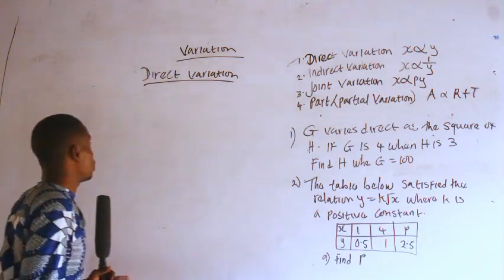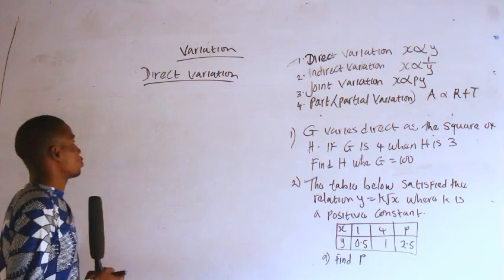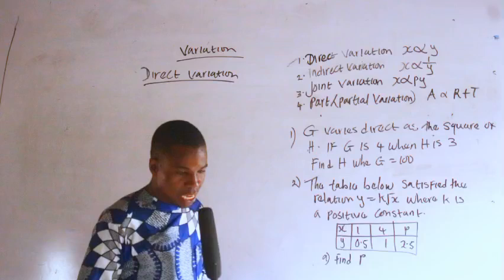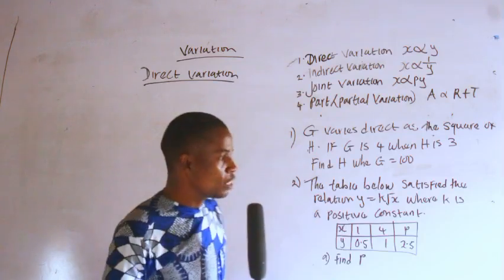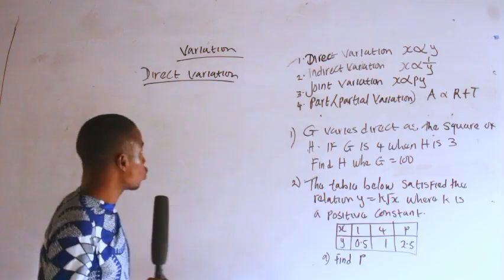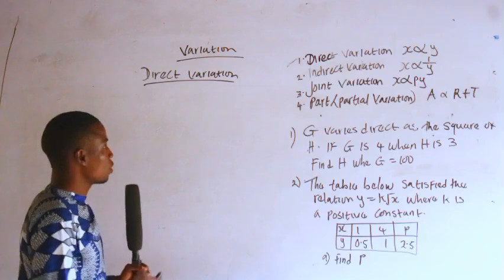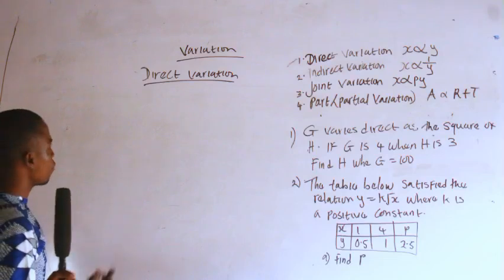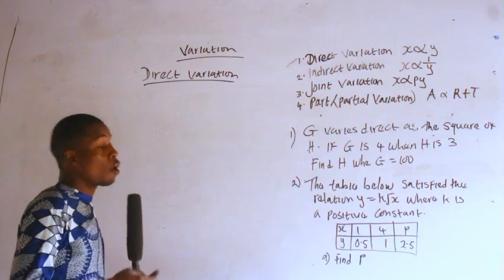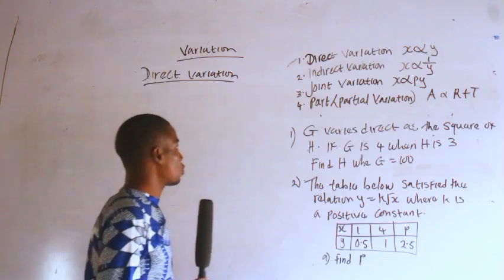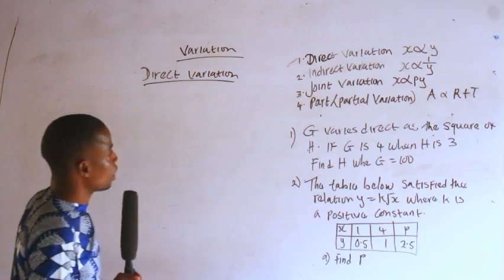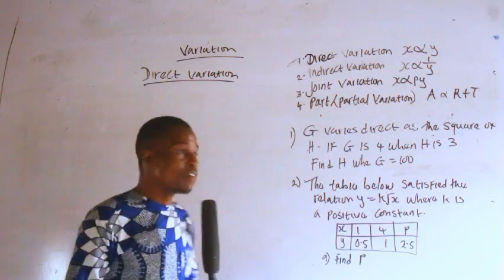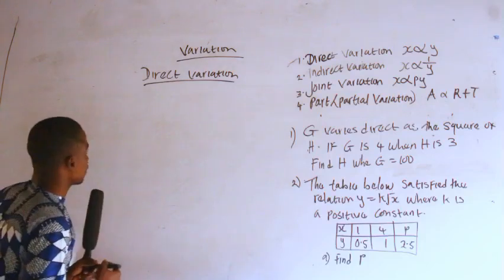And today we want to be looking at variation. And what do we mean by variation? Variation is to show the difference between two quantities and to show the relationship between two quantities. When we are talking about variation, we have four types: direct variation, indirect variation, joint variation, and partial variation. Variation is very important in mathematics.